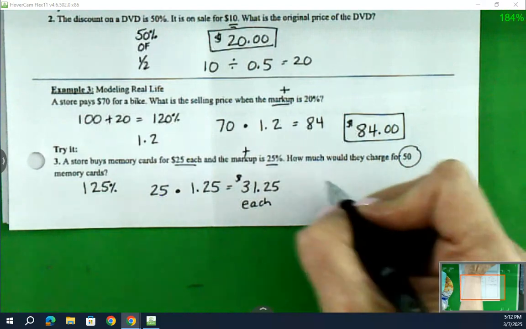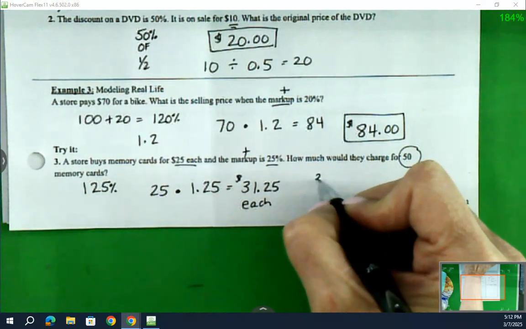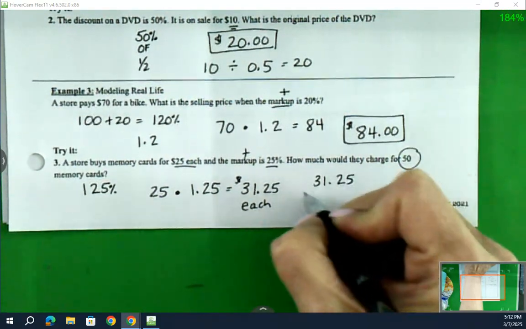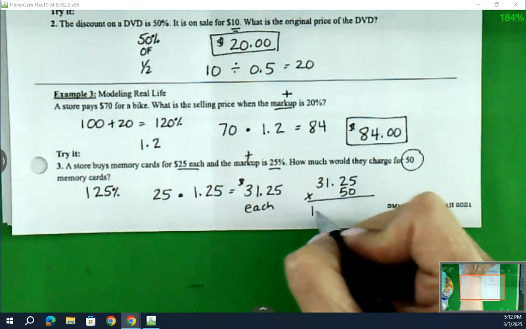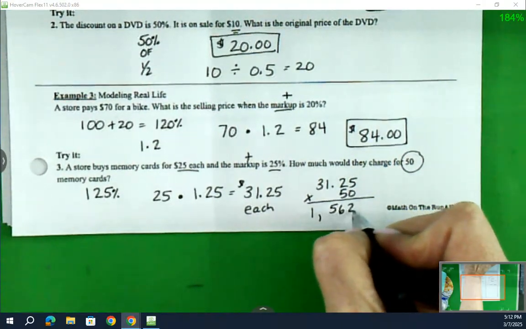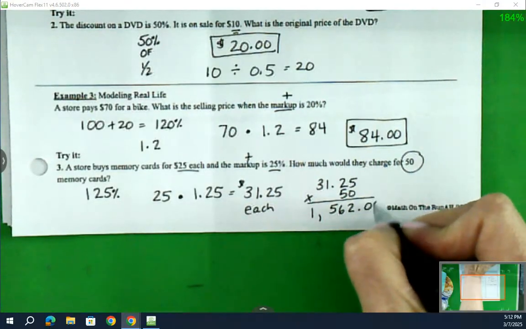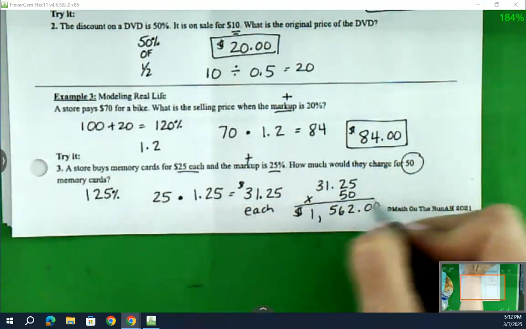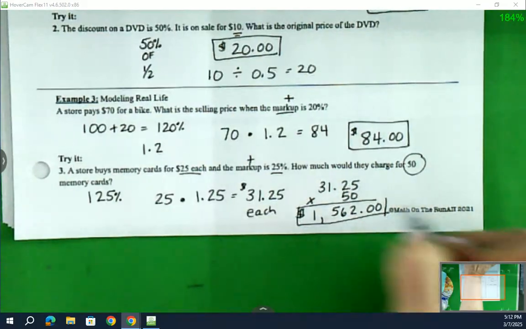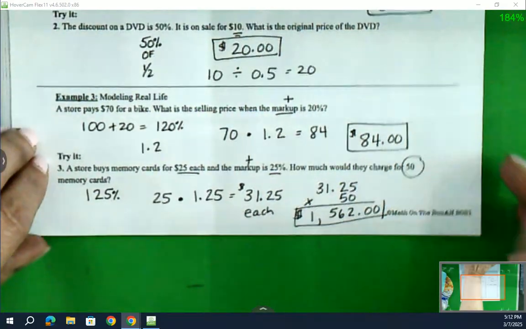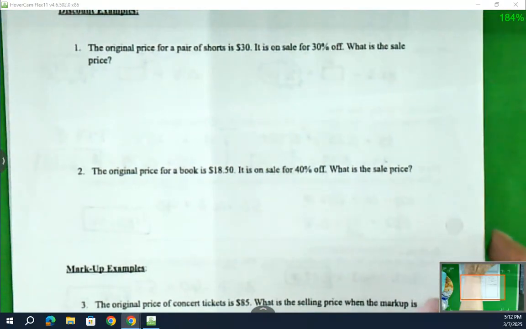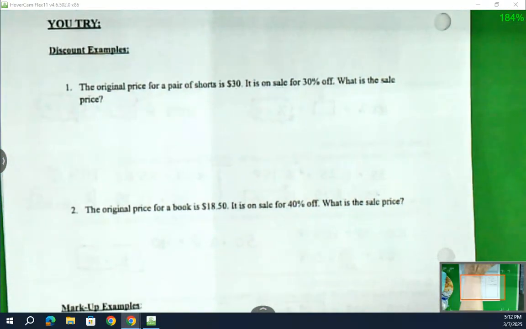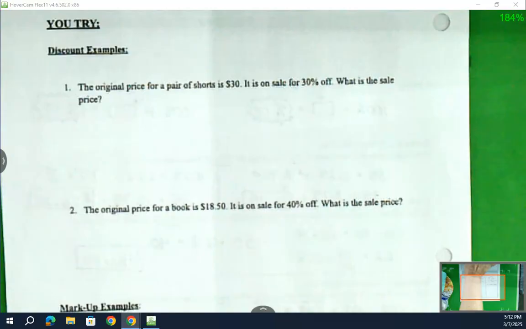And then if we're buying 50, we're going to do $31.25 times 50, and we get $1,562.50. Our final answer there. Okay, let's turn it over to the other side. Okay, these are your try problems. Discount examples, there's 2 of them, and then markup examples, there's 2 of them.